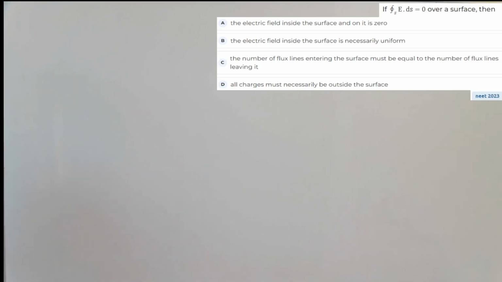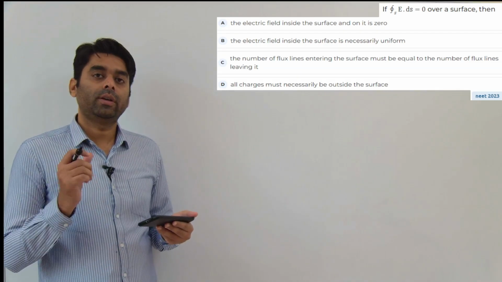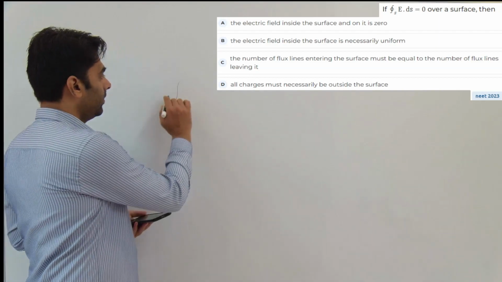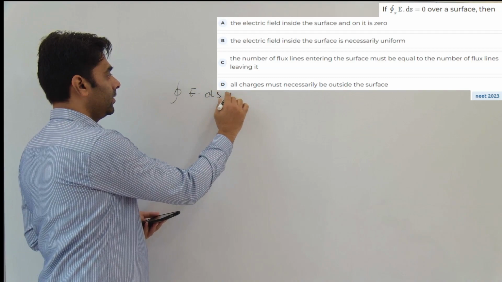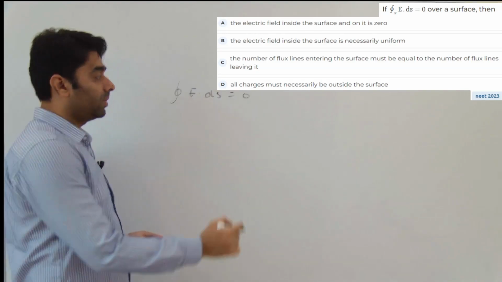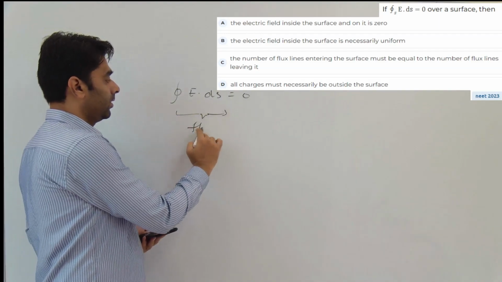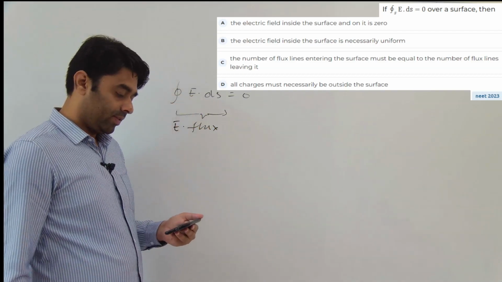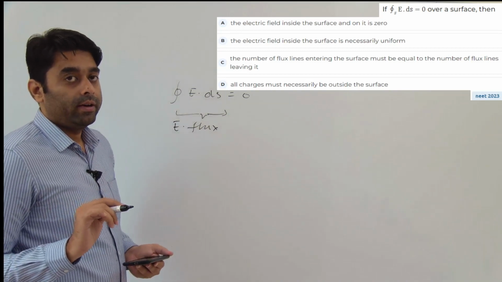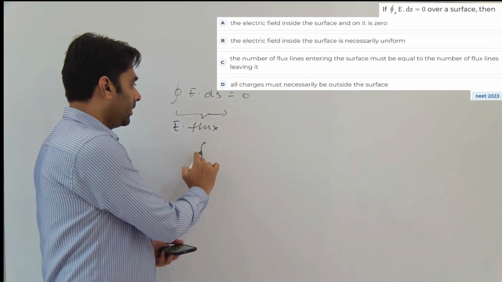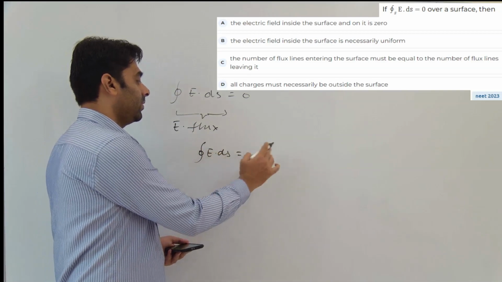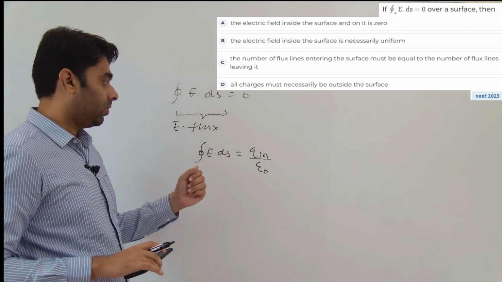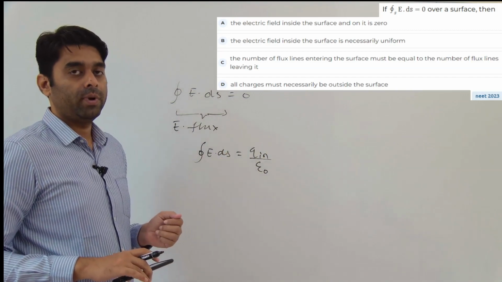Next we have a theoretical question. If integral E dot ds is equal to 0. What is integral E dot ds? This is basically the electric flux. So the electric flux they have given is 0. Now what do we know about electric flux? Electric flux, integral E dot ds, is given as Q in by epsilon naught. This is our Gauss law, so it is equal to Q enclosed by epsilon naught.